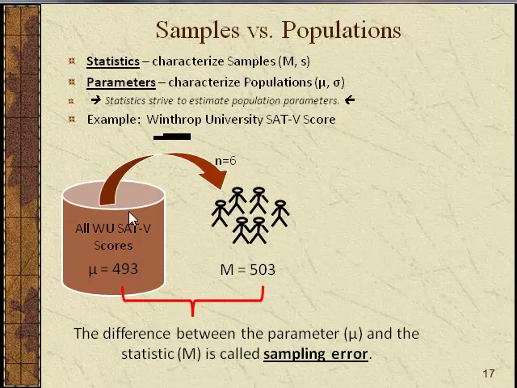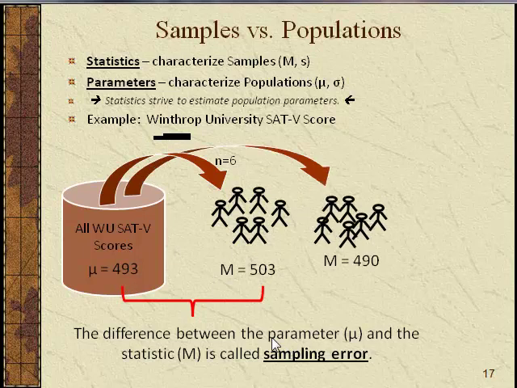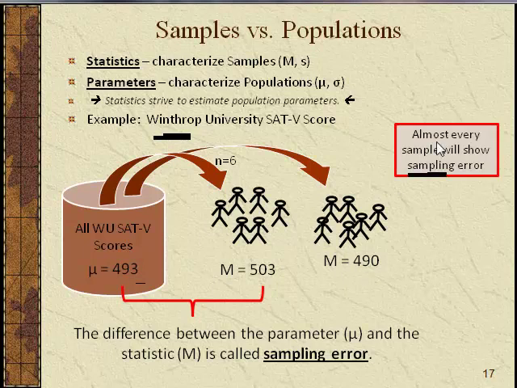In other words, when you reach into this pot and pull out 6 people, it's very unlikely you're going to exactly replicate the true population mean of 493. Typically there's some error, we call that sampling error. If I were to take another sample, I might get another number. It'll probably be not too far off from the mu, but it's going to be somewhat different. And almost every sample then will show sampling error.